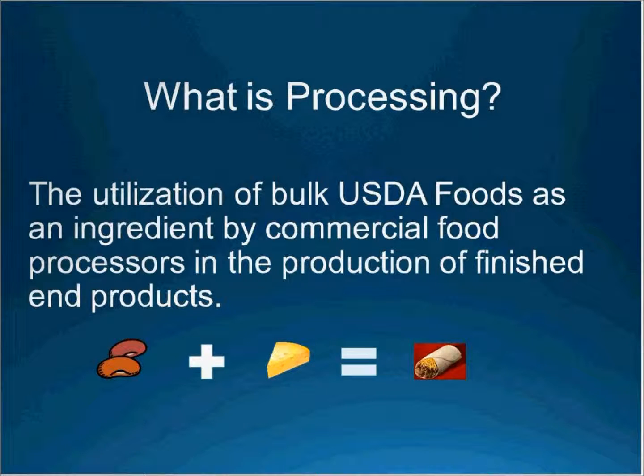What is processing? Processing is the utilization of bulk USDA foods as an ingredient by approved commercial food processors in the production of finished end products. In simple terms, it is taking a bulk USDA food item and creating a new ready-to-consume food item. An example would be using ground beef to make meatballs or taco filling. We will continue to clarify and provide more examples as we go.